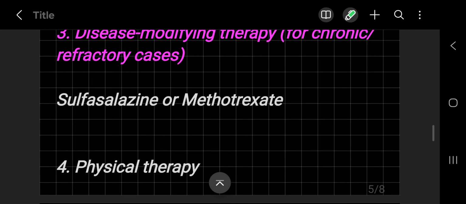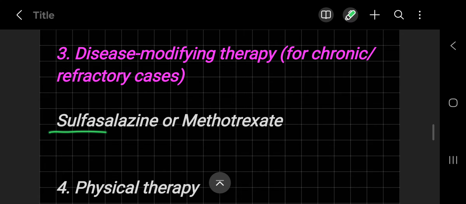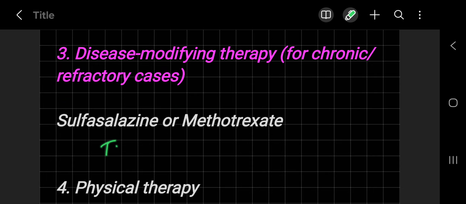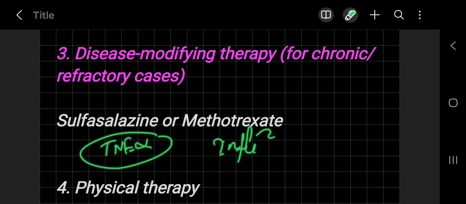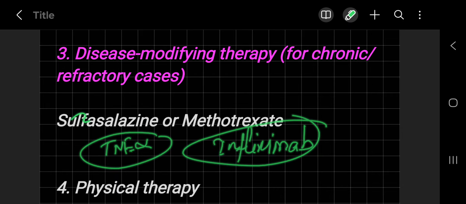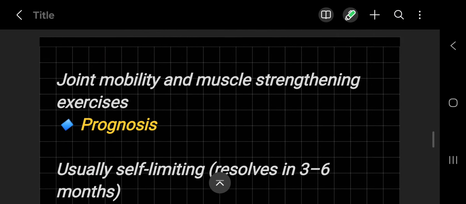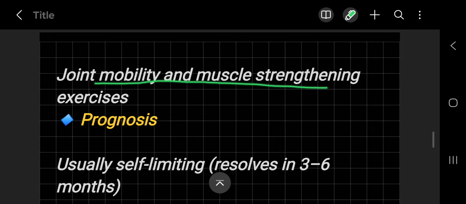Disease modifying therapy includes sulfasalazine and methotrexate. And if patients don't respond to these two drugs, sulfasalazine or methotrexate, then we can go for TNF inhibitors, tumor necrosis factor alpha inhibitors, for example, infliximab, etanercept, etc. So if the disease is refractory to sulfasalazine and methotrexate, then we go for infliximab, that is a TNF alpha inhibitor. Physical therapy, joint mobility and muscle strengthening exercises should also be encouraged.